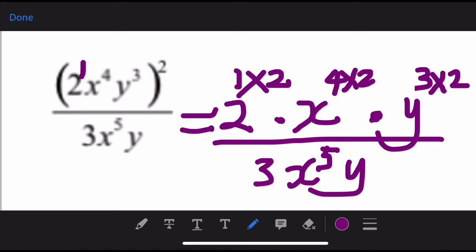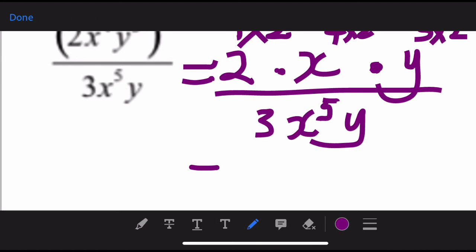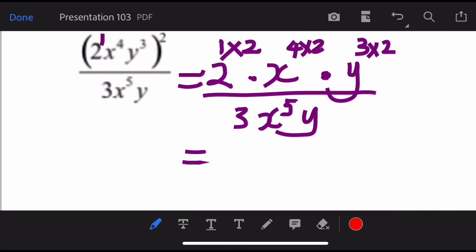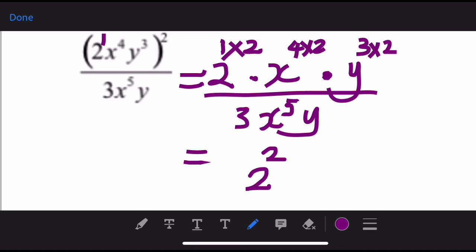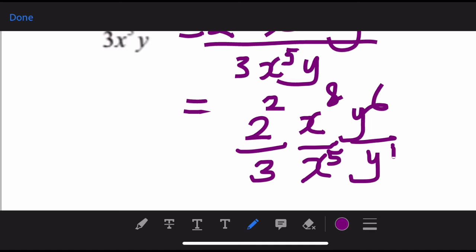Or if you don't want to write like this, it also can. I mean, if you don't want to write multiply, just write closer. Okay, so let's see. Now we want to simplify. It becomes 2 and then x^8 y^6, right? Okay, now we need to make sure we group the numbers, x^5 and then y^1, right?